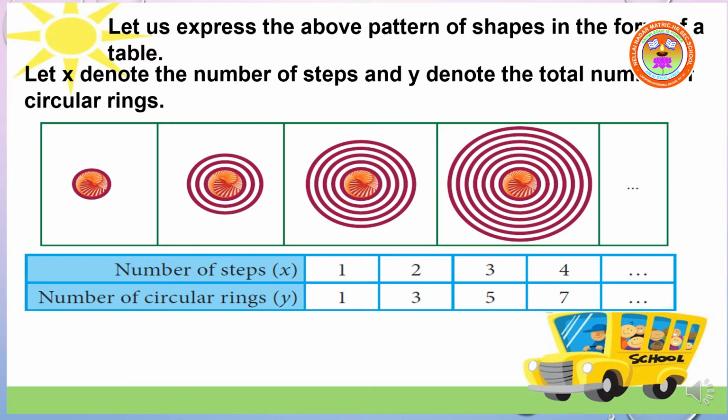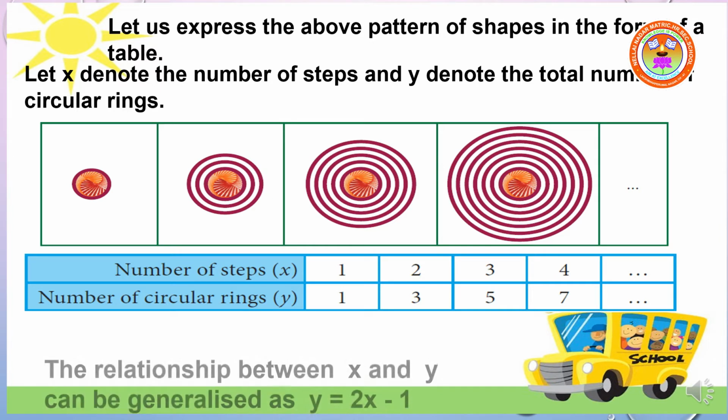So, in the first step, only one circular ring is there. So, first step, one ring. Now, in the second step, there are 3 circular rings. Yes? Now, when we move on to the third step, we can find that there are 5 circular rings. Yes, children? And in the fourth step, when we count the circular rings, there are 7 in total. So, it goes on increasing.